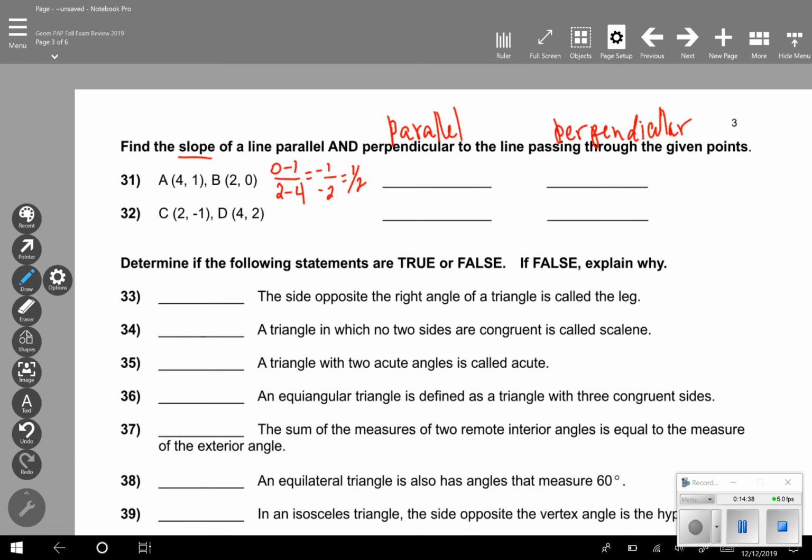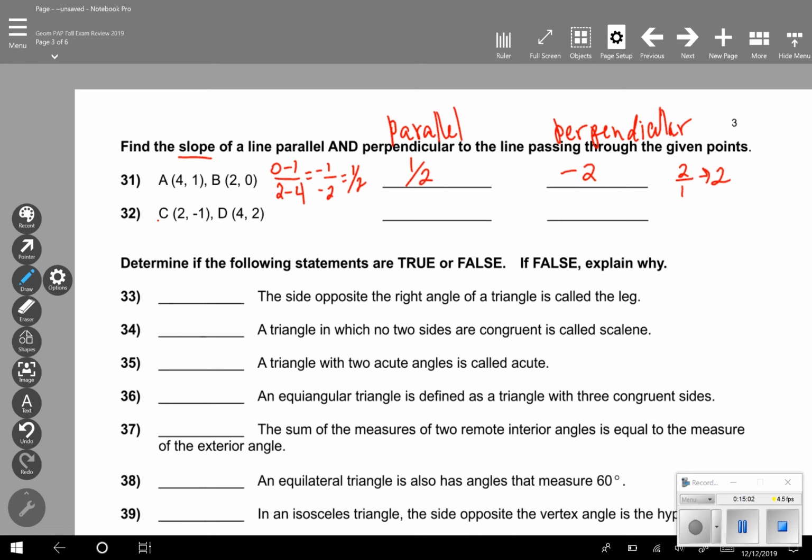So a parallel line would have the same slope. So parallel would be 1/2 as well. Perpendicular would be the opposite reciprocal, the negative reciprocal. So since this is positive, it will become negative. And then you do the reciprocal of 1/2, which would be 2, because 2 over 1 is just 2.